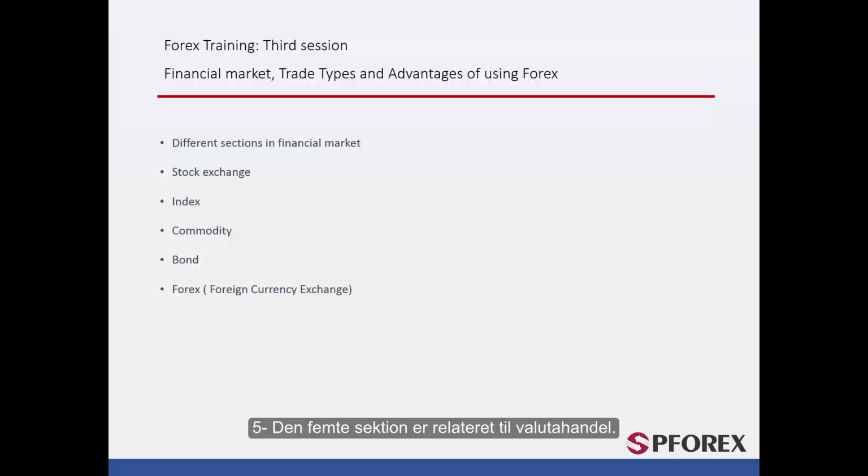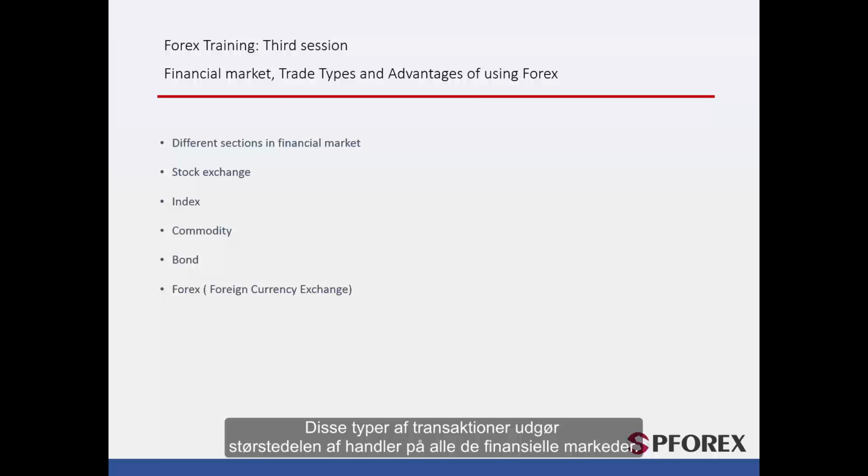The fifth section is related to the foreign currency exchange and forex. This is the largest part of the market. In this section, legal parties intend to buy and sell foreign currencies. For instance, when you take British pounds or US dollars to exchange for any other currency, you are selling and buying foreign currency. These kinds of transactions make up the majority of trades on all financial markets.